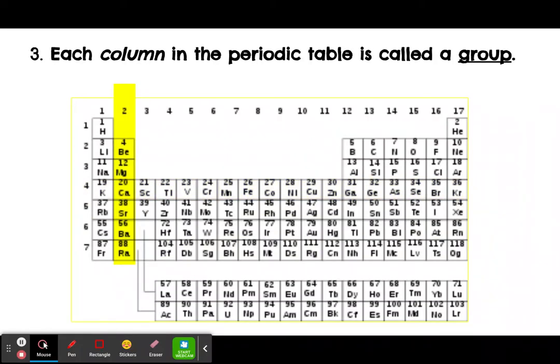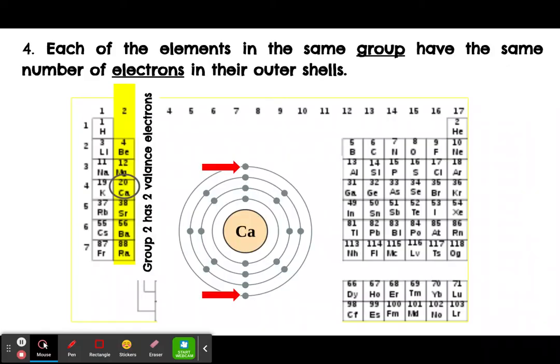Number 3, each column in the periodic table is called a group. So groups go up and down its columns, and you can see there are many, many groups. 18 altogether. This one has a section cut out, so it looks like there's 17 showing. Number 4, each of the elements in the same group have the same number of electrons in their outer shells.